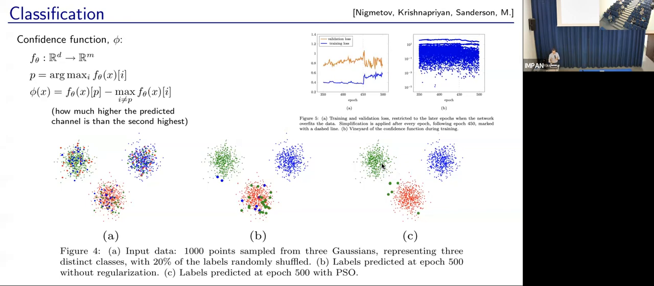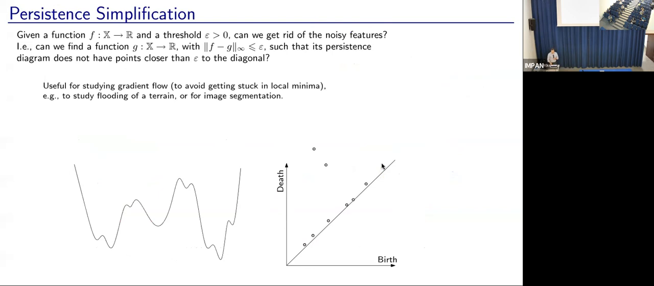The other place that I think this is useful, or how this connects to past work: shortly after persistence was introduced, we posed this idea of persistence sensitive simplification. The idea is you have a function f, you're given some threshold epsilon, and you want to get rid of all the noisy features, so everything that has persistence less than epsilon. Similar to the loss that I showed. So all these points need to be gone. Can you find a function g that is close to f that doesn't have these points? In other words, a function that flattens these spots out.